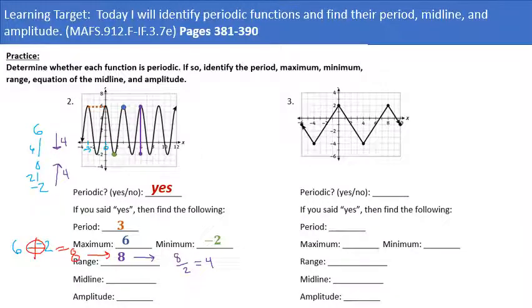So where's that going to be? It's going to be at y equals +2. And if you're ever not sure, just measure that distance from that midline up and that midline down and make sure that it's the same.